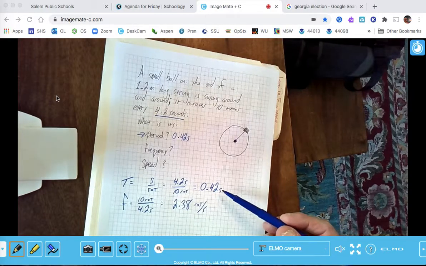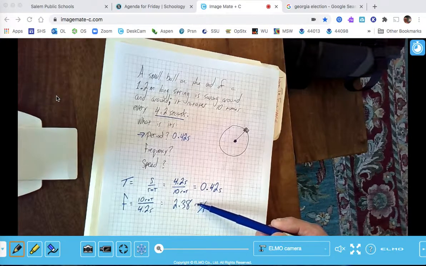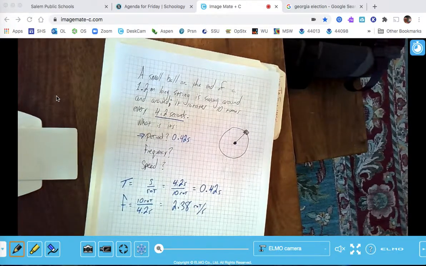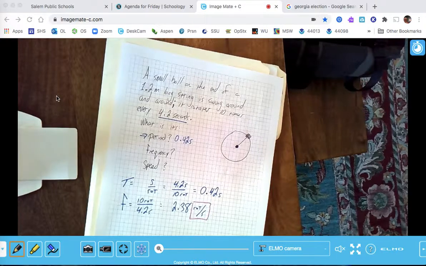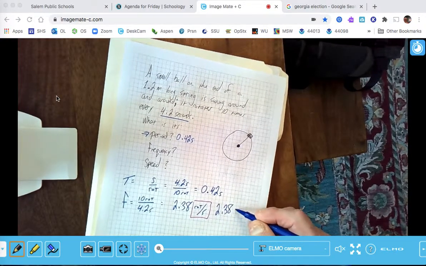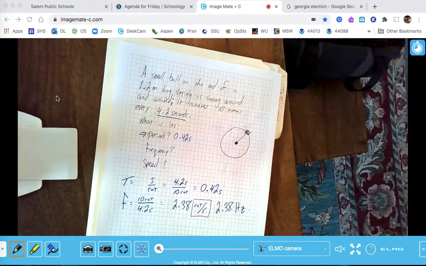It takes 0.4 seconds to go once, and it goes around how many times in 1 second? Well, about 2.4 times every second. And we've got to name this unit, rotations or cycles per second. We have a name for that unit, and it's called a hertz. 2.38 hertz. Right? So there's the period and there's the frequency.